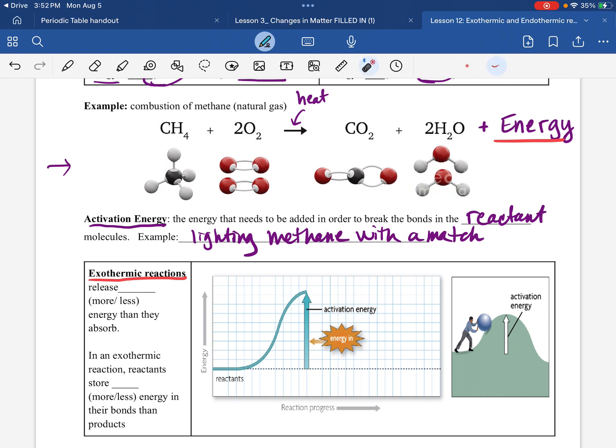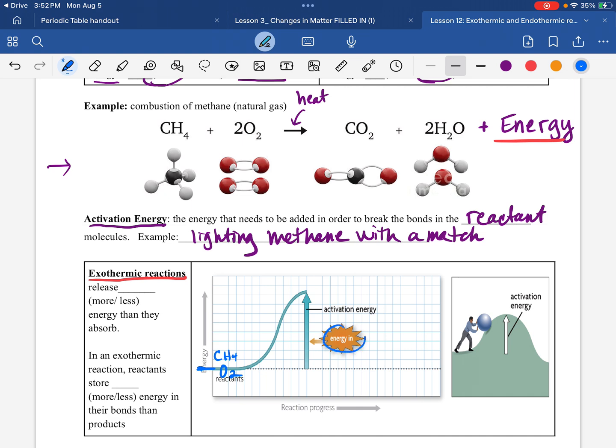And this graph, we have energy on this axis. So as we go up the graph, this represents higher energy. And then this axis is the reaction progress. So it's like time. As time goes by, what's happening to the energy? So we're going to draw in our reactants. So in this case, we started with CH4 and oxygen.